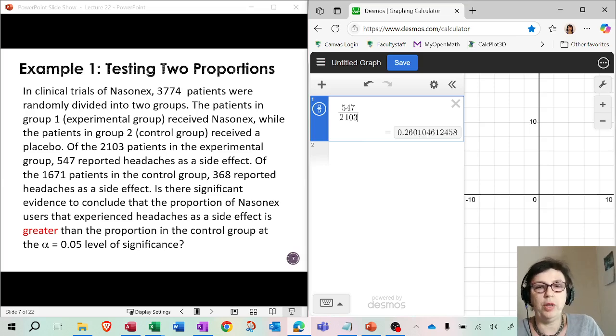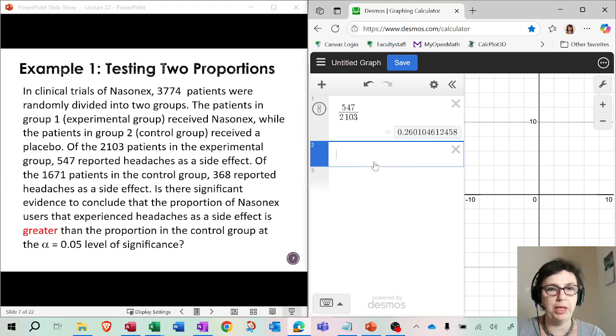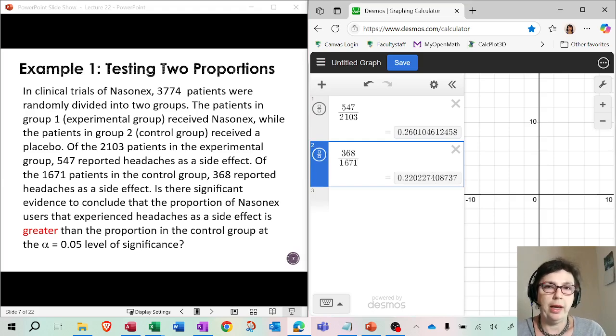Now let's look at what happened in the placebo group. In the placebo group, 368 people out of 1,671 had headaches. That is about 0.22, which is 22%. We do see that there is some difference between the sample proportions, and it does look like the experimental group has a larger proportion of headaches. But is the difference statistically significant or not?